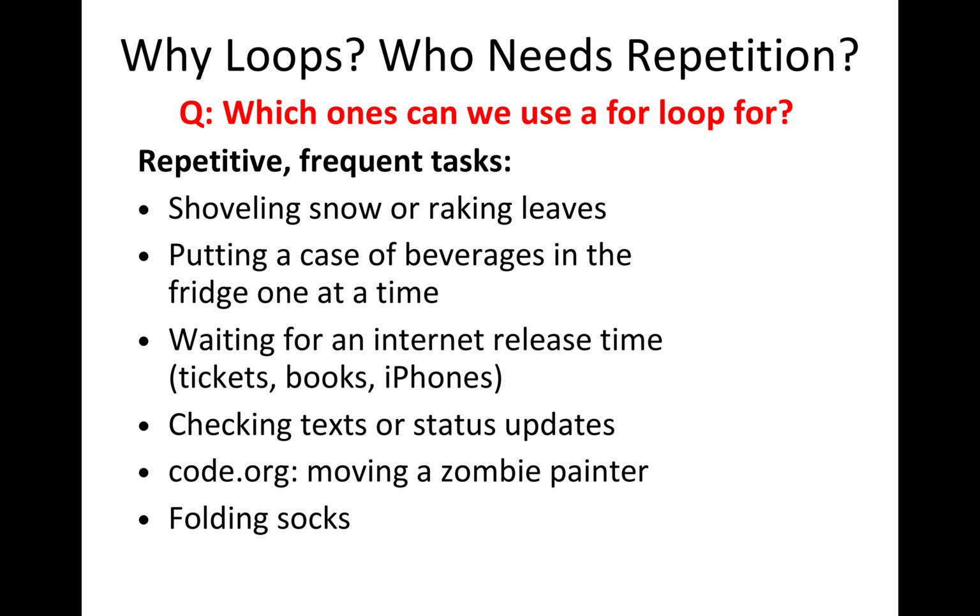Moving something around the screen, we probably know exactly how far we want it to go. And folding socks, you could go either way there. If you know how many socks you have, you can use a for loop. If you don't know how many socks you have, then you'd have to use a while loop.